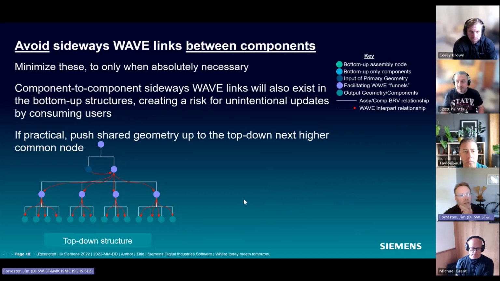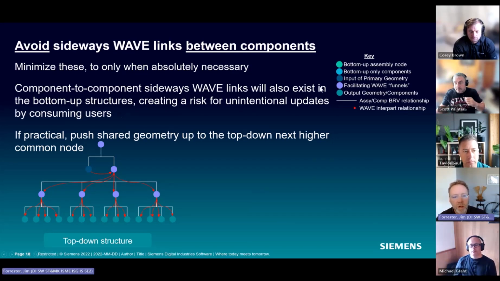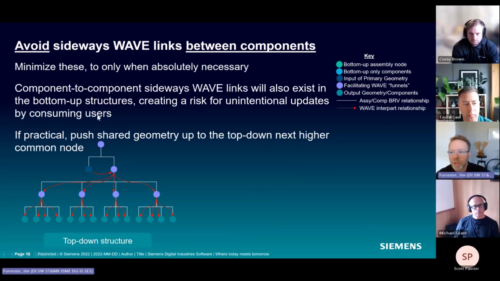Similarly, avoid sideways wavelengths between components. Minimize these to only when absolutely necessary. Sometimes you need to make them, but try to avoid them. Component to component sideways wavelengths will also exist in the bottoms-up structure, creating a risk of unintended updates by consuming users. If they open up that bottoms-up structure, remember the enterprise consumers are working in that bottoms-up structure. But if you make these sideways wavelengths, those happen over there as well. So if practical, push shared geometry up to the top, to the top-down next higher node.